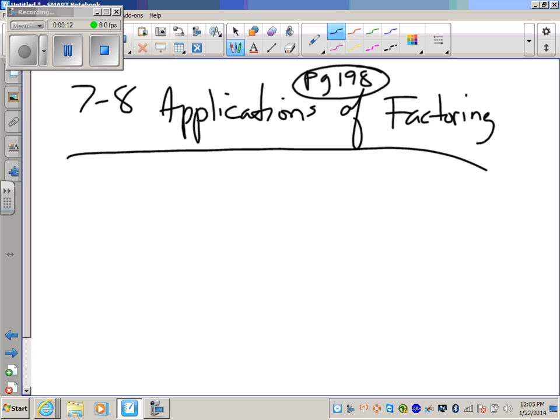Applications of factoring means what? Yeah, what we can use factoring for in real life. The question comes up often, when am I going to need to know this? Well, here gives you at least, not like it's an everyday situation unless you maybe want to be a scientist or something and do this.